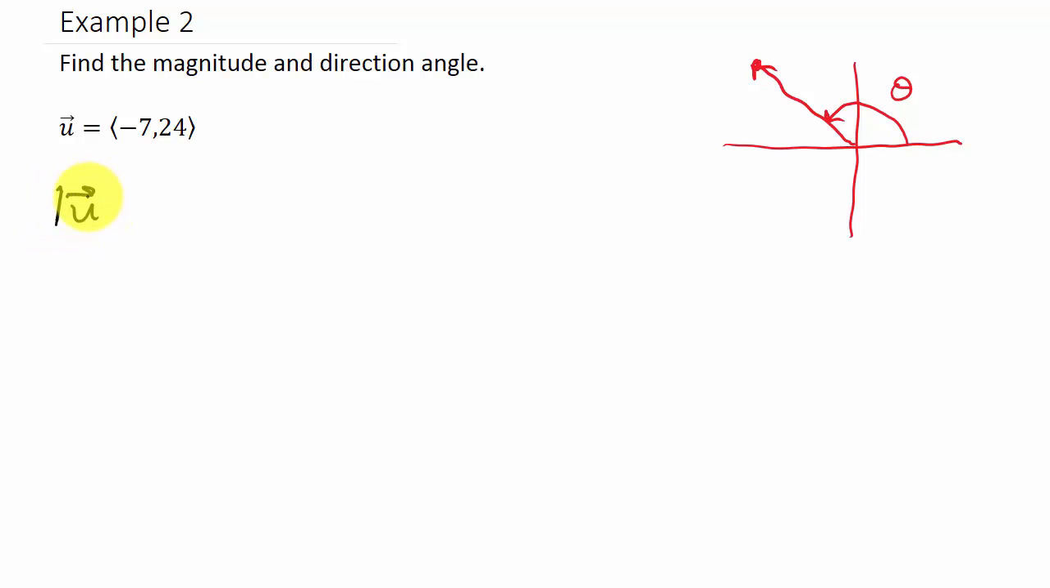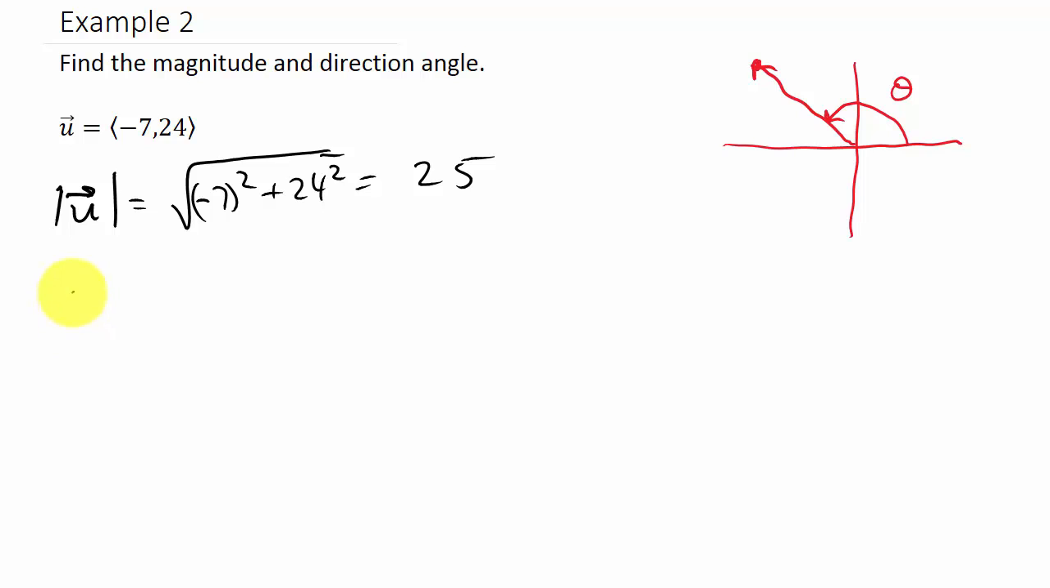Alright, so now let's go ahead and find the magnitude. The magnitude of vector u would be the square root of -7 squared plus 24 squared. And we will need to put this in our calculator. Okay, so it turned out to be 25. So that's the magnitude. That's this distance from here to here. That's my magnitude, 25. Now I need theta.